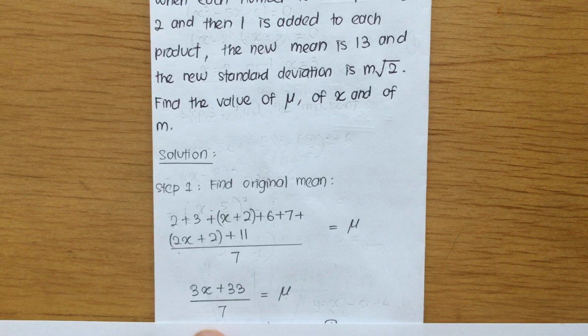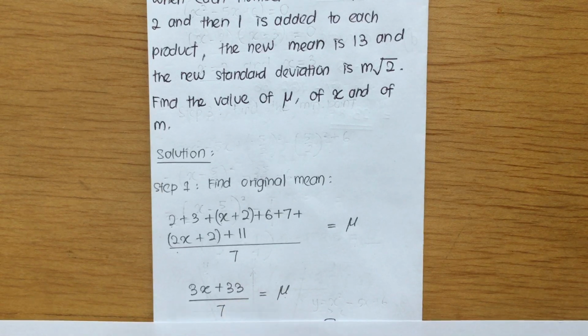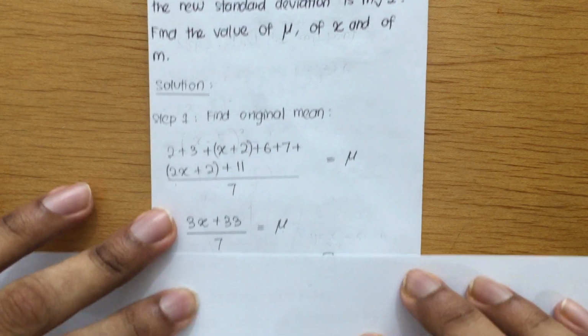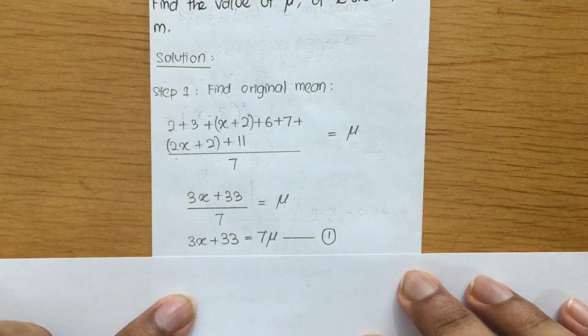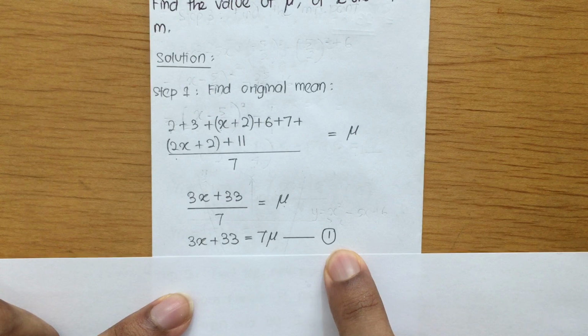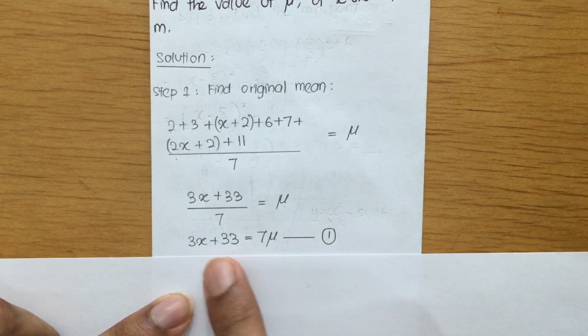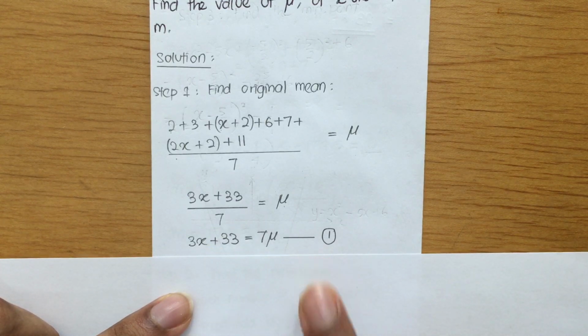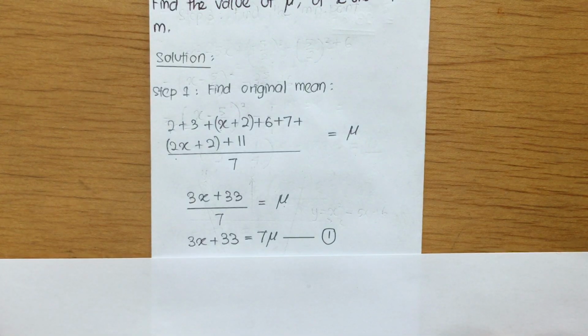So from here you get 3x plus 33 divided by 7 equals mu. And from here, 3x plus 33 is equal to 7 mu. Alright guys, you have already formed your first equation over here. So this will be your step 1 guys, to find your original mean. Proceed to the next step.